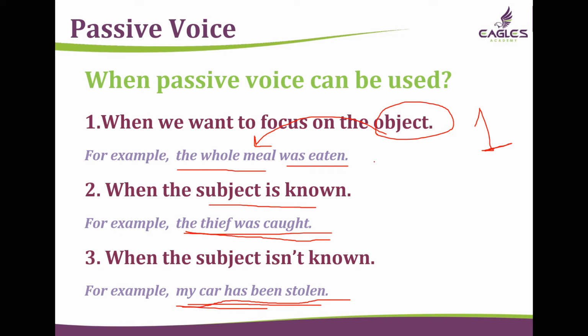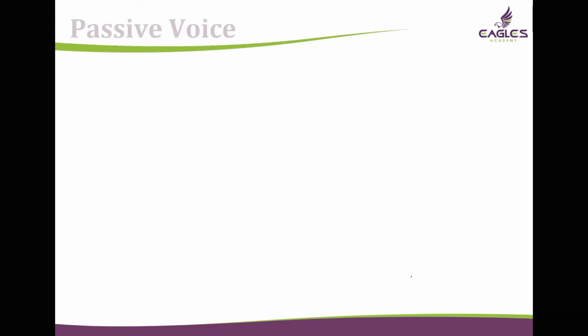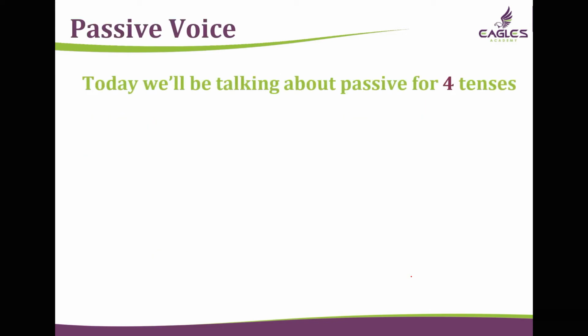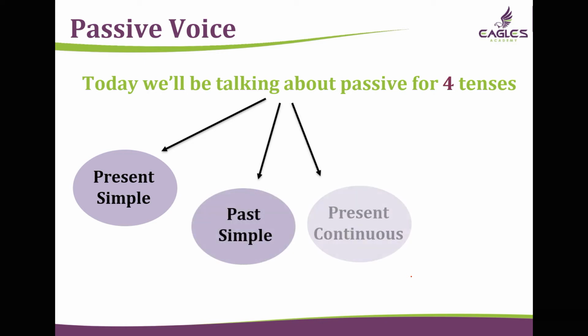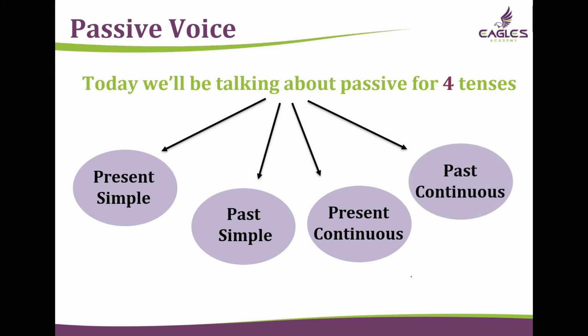So we have three uses. 1, when we want to focus on the object. 2, when the subject is known to all of us. And 3, when the subject finally isn't known. Okay? Okay, dears. Now, as we said before, we will cover 4 tenses. We will talk about the passive voice of present simple, past simple, present continuous, and past continuous. We use, as we said before, present continuous when we want to talk about something that we do usually.